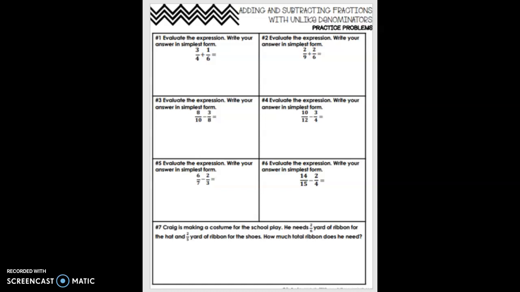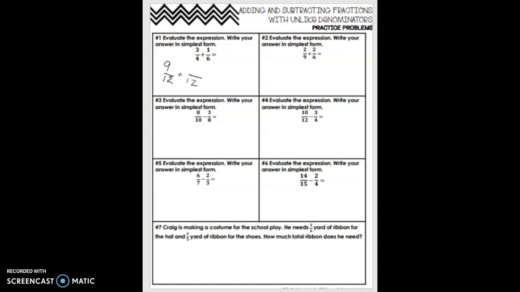3/4 plus 1/6. The first step is to find the least common multiple of 4 and 6. This is 12. So we are going to change both of the denominators so that they are out of 12. 4 times 3 is 12. So I'm going to take the numerator times 3, which will give me a 9.